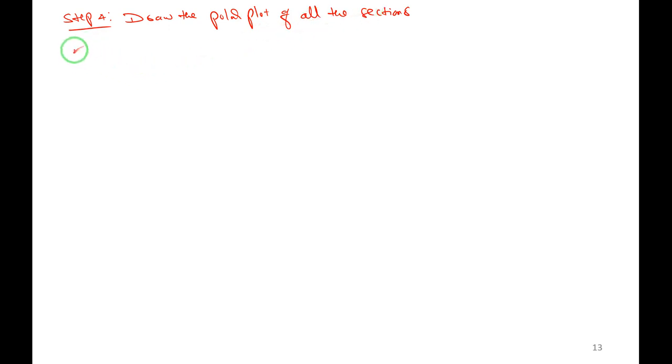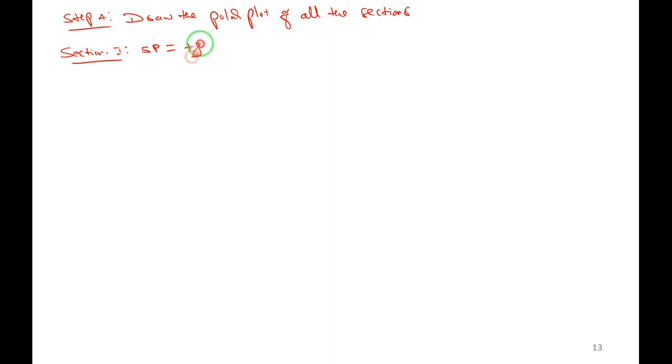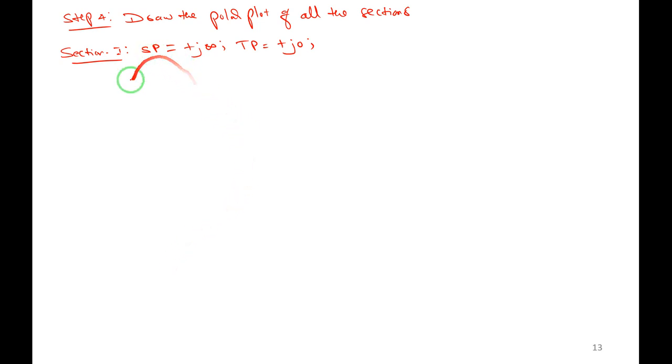Let me take the first section, section 1. So what is the starting point? Let me write it as starting point SP. So starting point is plus j infinity and terminating point is plus j0. SP means starting point, TP means terminating point. So here, plus j infinity is the starting point and terminating point is plus j0. Is it fine? Then next, we know how to draw the polar plot for section 1.